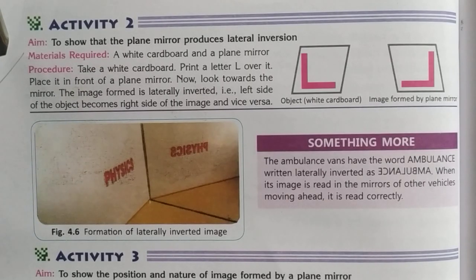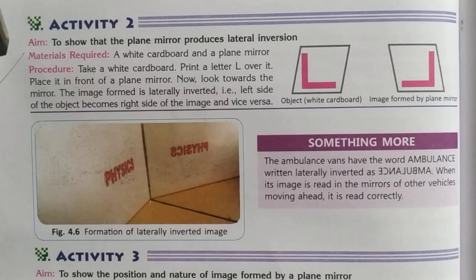From your activity book, that is activity number 2, in that also you can see on a white cardboard it's written L, and when we are seeing it in a plane mirror it is showing lateral inversion. Then, ambulance vans have the word ambulance written laterally inverted, so that when its image is read in the mirror of other vehicles moving ahead, it's read correctly. Then you can see physics is written, and in the mirror image it is showing laterally inverted.